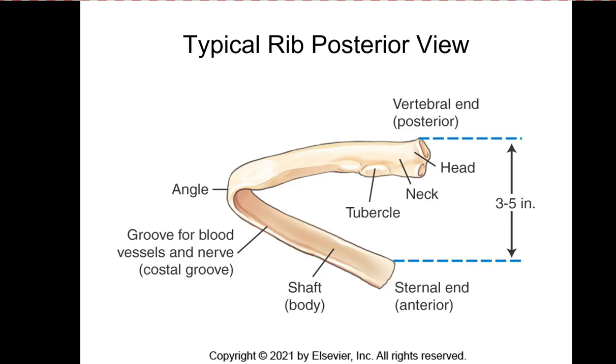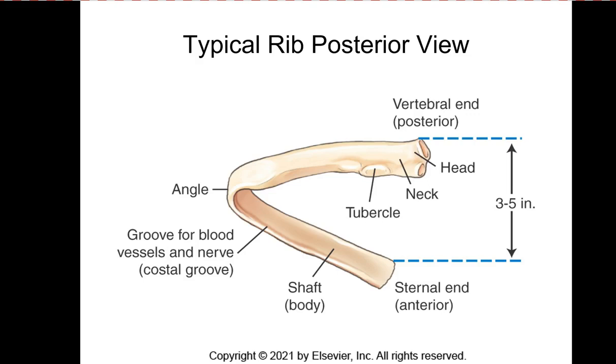Looking at the rib from the posterior aspect, there's a few additional details I want you to know. So remember, the angle of the rib is the part at which the body or the shaft curves forward and downward towards the sternal end. So let's orient ourselves. Here is the vertebral end, right here, that attaches to the vertebral body posteriorly, and here is the sternal end that attaches to the costocartilage and then the sternum. Notice that the posterior or vertebral end of the rib is typically 3 to 5 inches higher than the anterior or sternal end.